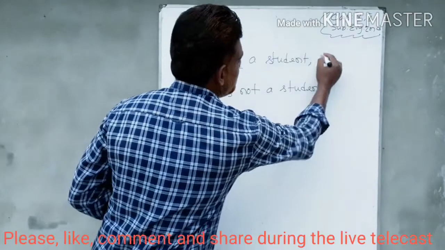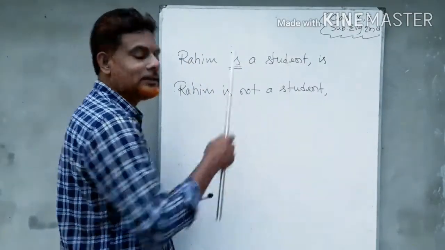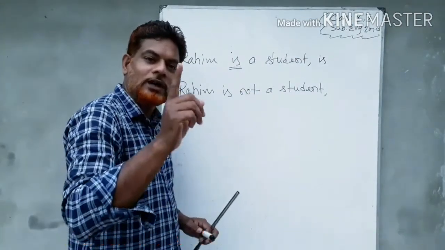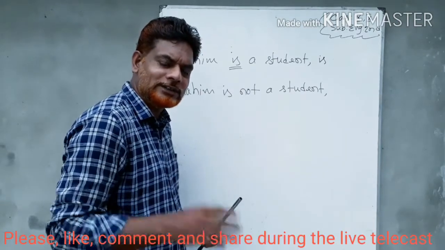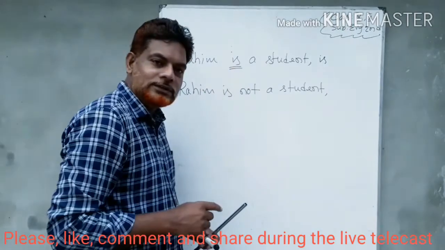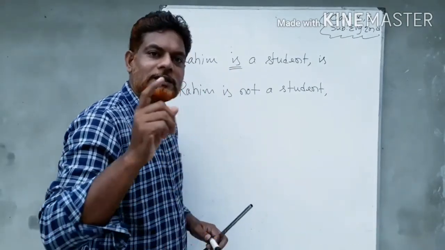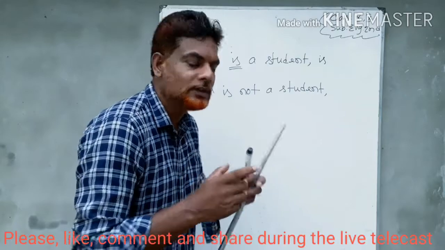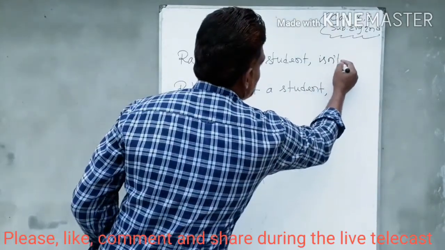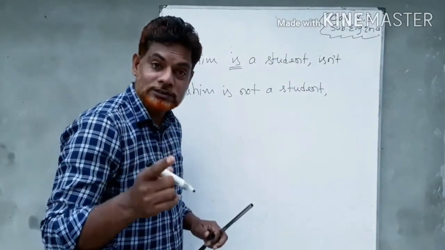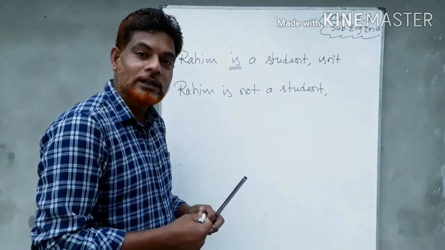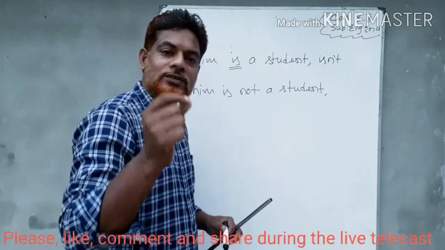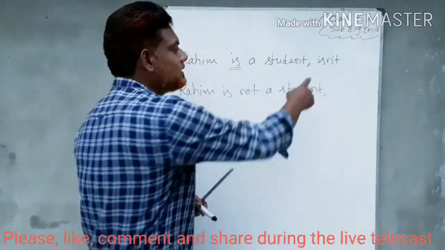So we can use 'is' here, and as the statement is affirmative, the tag question will be negative. So we will add 'not' with the auxiliary verb. Another very important thing is that in the tag question, the auxiliary verb and 'not' should be written in contraction form. So we have to use n't: not 'is not', we have to write 'isn't'. Why? A very important characteristic of the tag question is that you have to write the contraction form of the auxiliary verb and 'not'. So we have written 'isn't'.